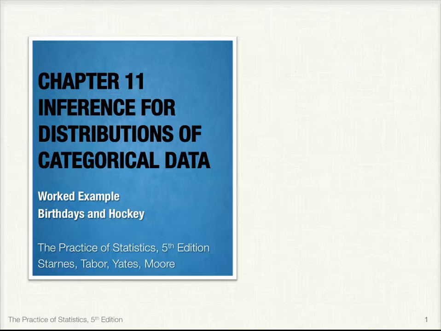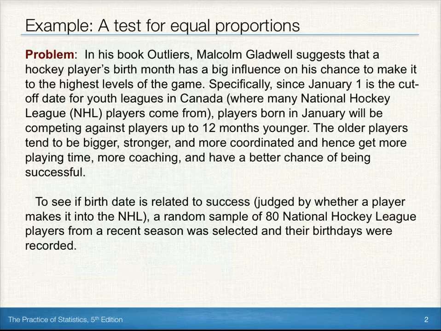In this example, we'll take a look at performing a test for equal proportions. In his book Outliers, Malcolm Gladwell suggests that a hockey player's birth month has a big influence on his chance to make it to the highest levels of the game.